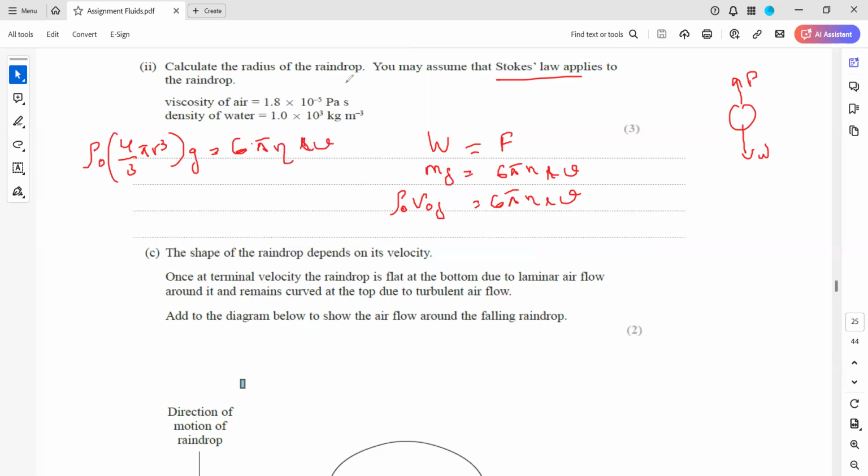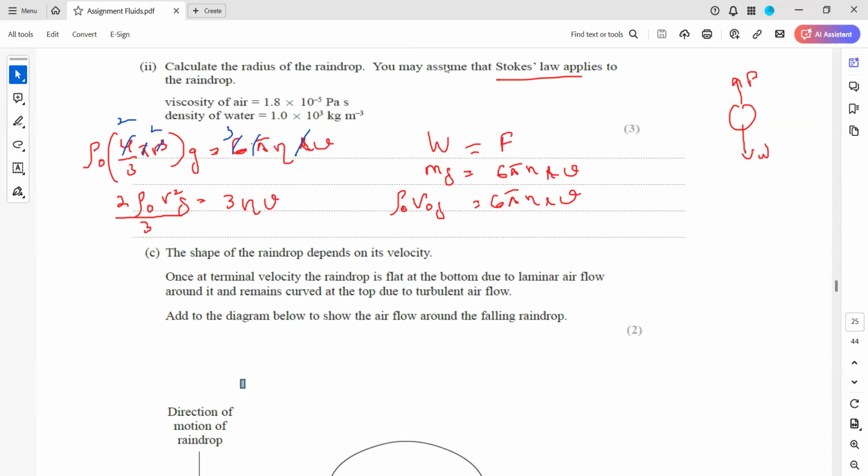Now we simplify this equation. This r will cancel with this, so it becomes r squared. Pi will cancel with pi, and this will be 2 and this will be 3. If we need the radius, when we simplify this, it will be 2 density of object r squared g over 9 equals eta v. Now we have all the values.